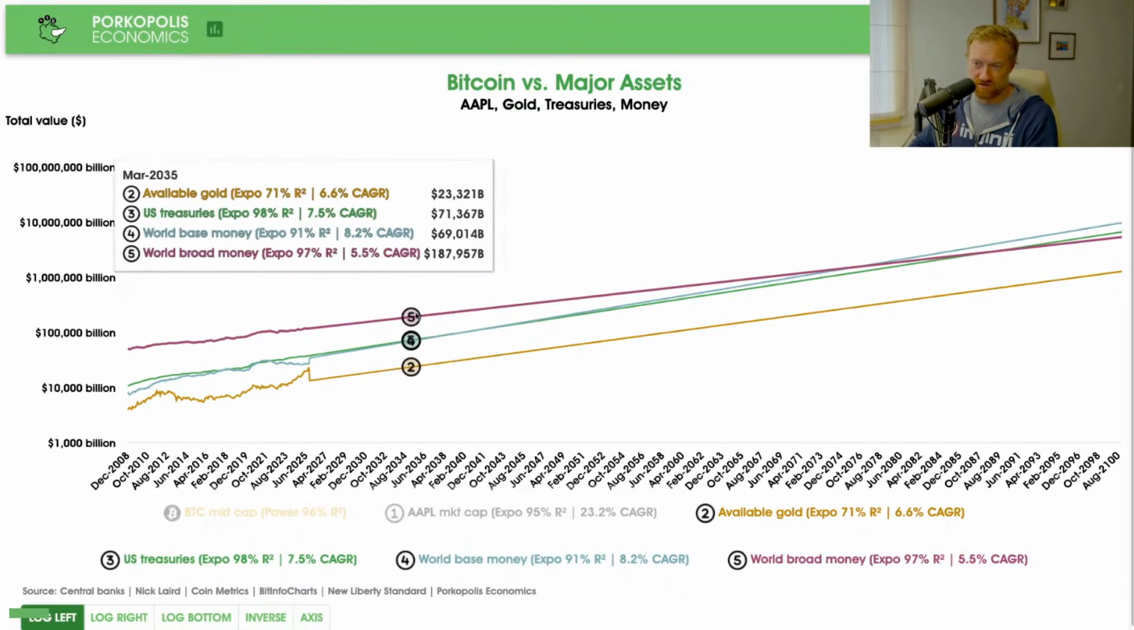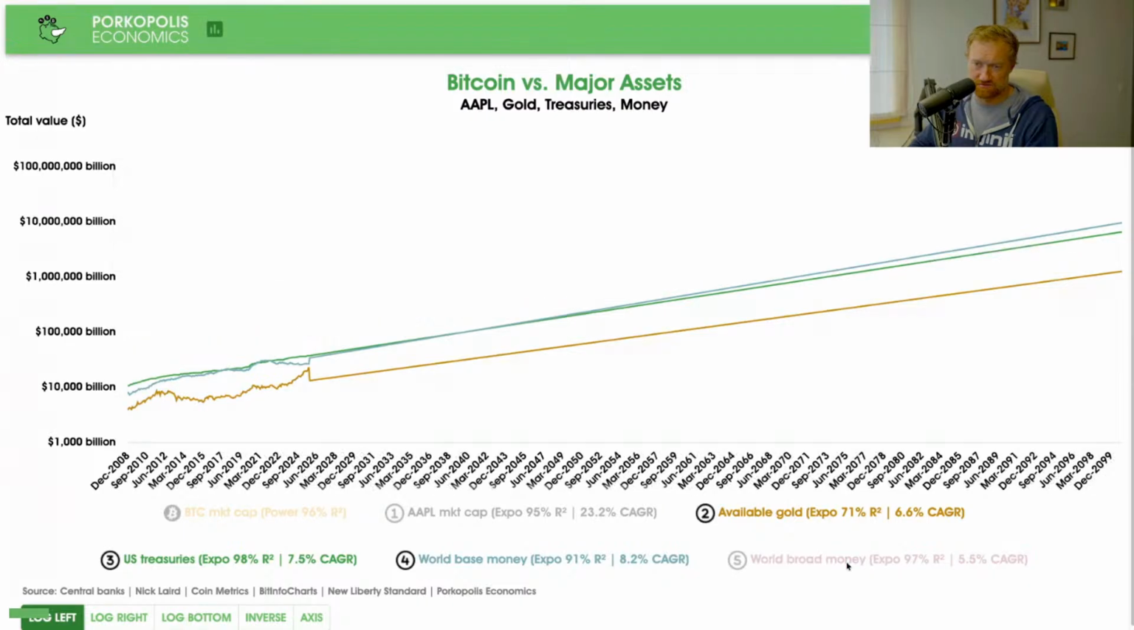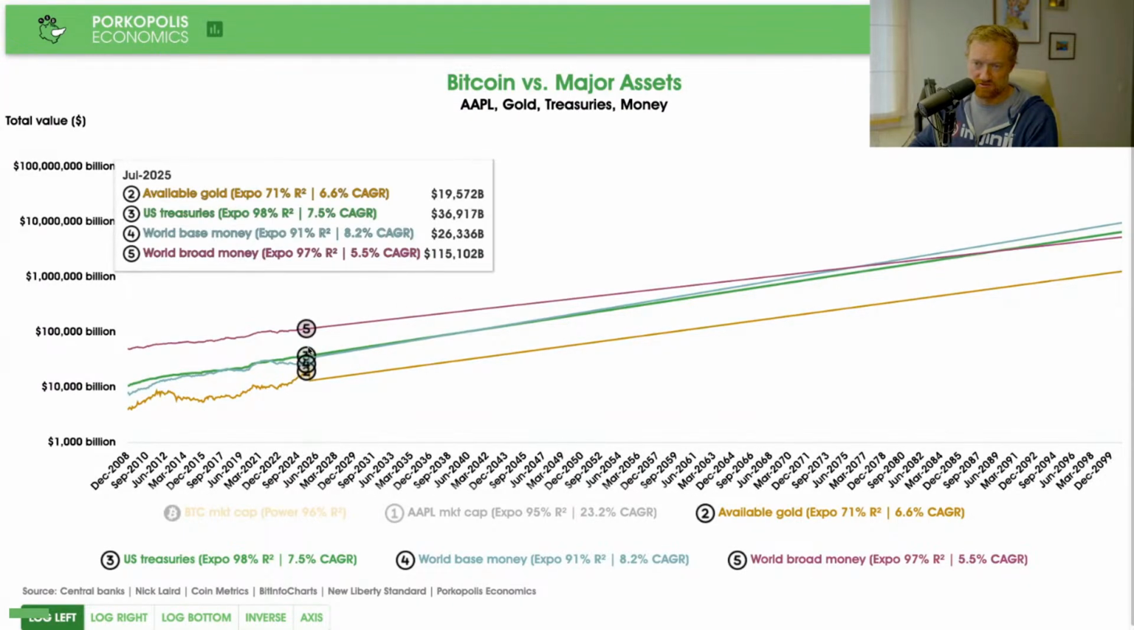Although I will say the broad money is kind of confusing, because I need to go back and get different data for that, because I think this is actually low. This is only the top 5 currencies, by the way: dollar, yuan, euro, yen, pound sterling. It's closer to 150 trillion right now in broad money.